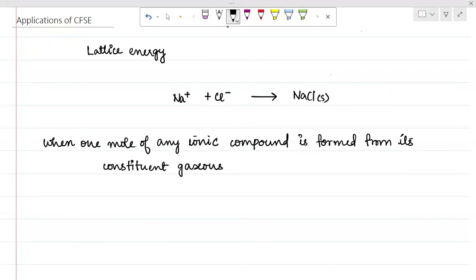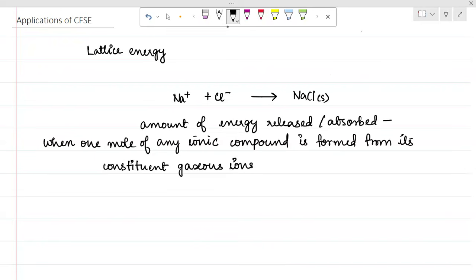Okay, so the amount of energy released, oh, I have not written that. Please write that as well: the amount of energy released, or it could be absorbed as well, when 1 mole of ionic compound is formed from its constituent gaseous ions is called lattice energy. That means to form NaCl, Na plus in gaseous state plus Cl minus in gaseous state combine, and the energy which is involved in the combination is called lattice energy.